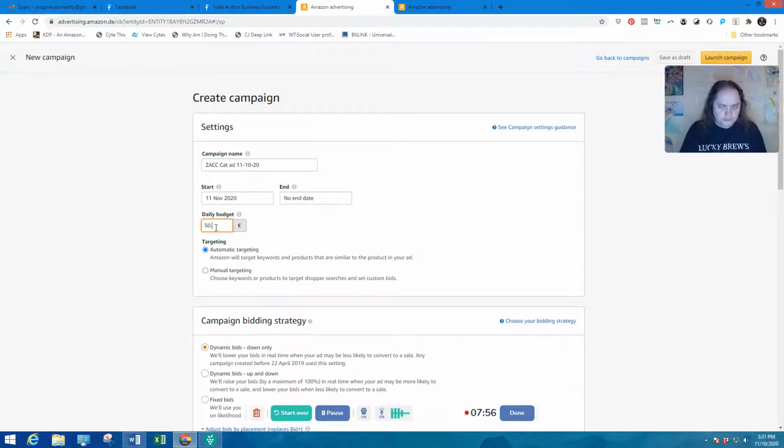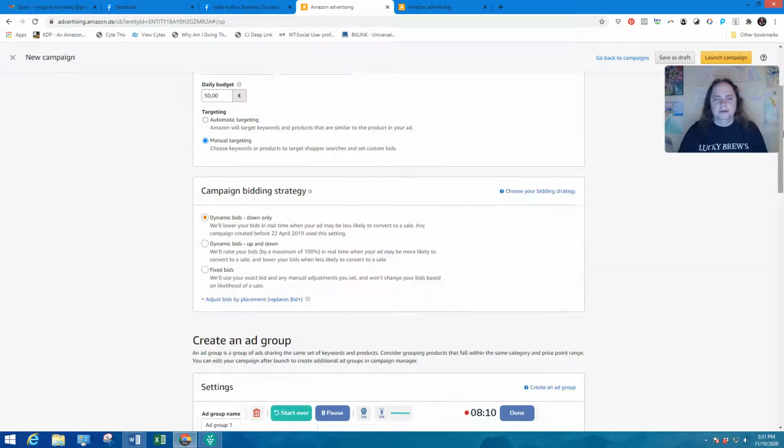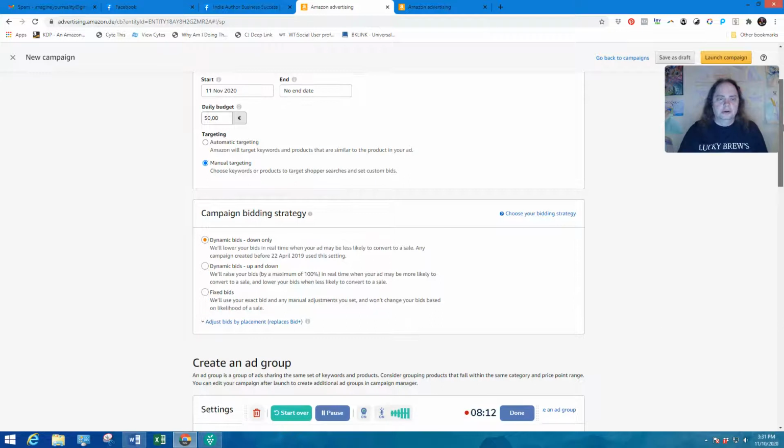Give it a budget of $50, and whenever you set your daily budget, don't freak out about that, because really the ads usually don't even come close to spending that. You have to work really hard to get Amazon to spend that much money, I've always found. We're going to go with manual targeting.